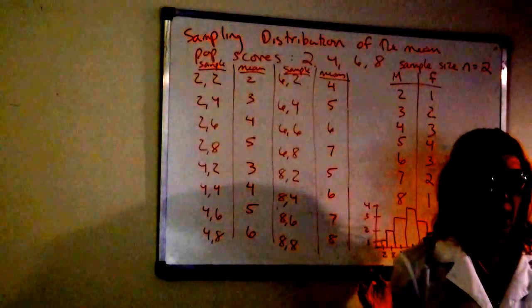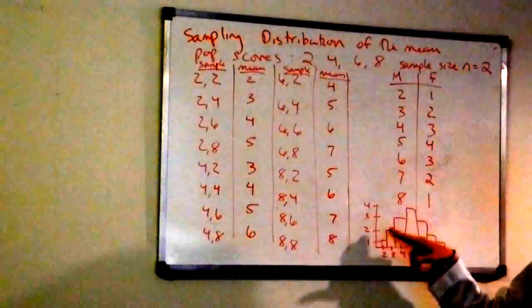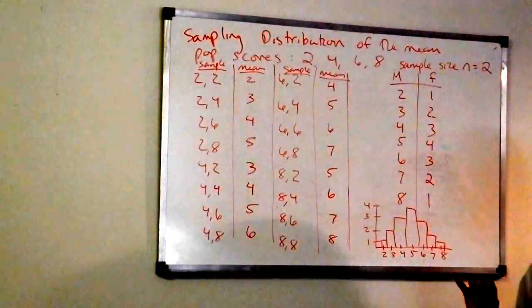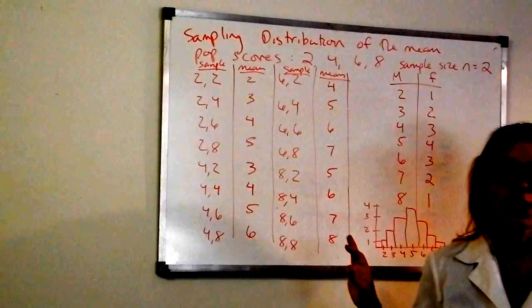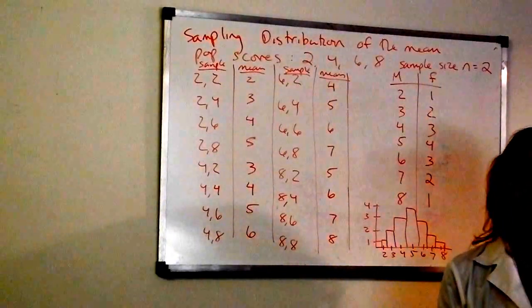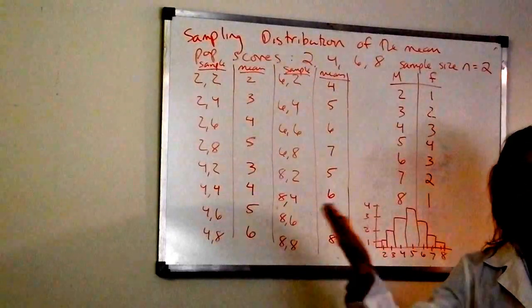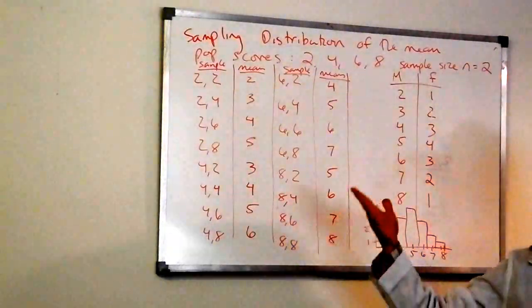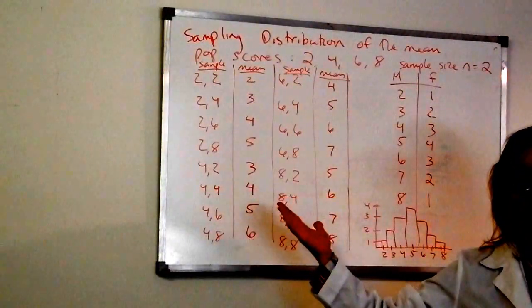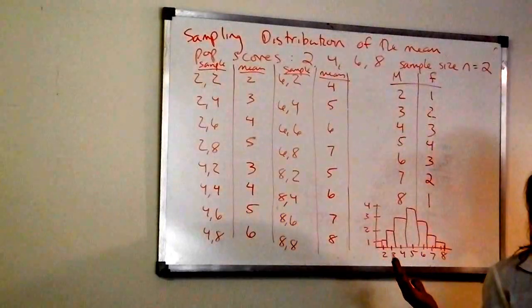Here it's 5. And another thing to notice is that this looks like a normal distribution. It's actually perfectly normal. It's because of the numbers that I chose. And if you start off with numbers that are normally distributed, you will get a normal distribution when you do a sampling distribution of the means, or get the distribution of sample means.